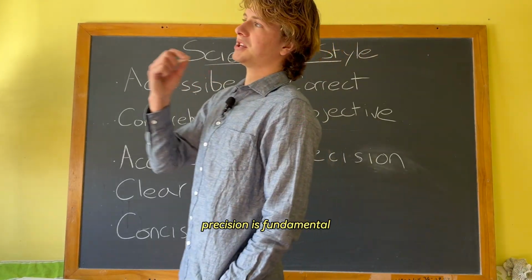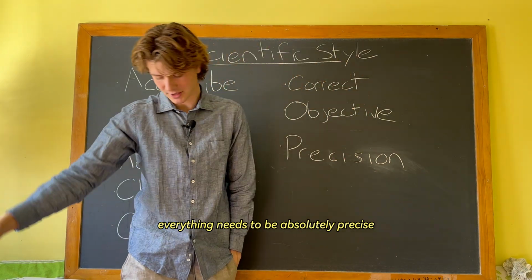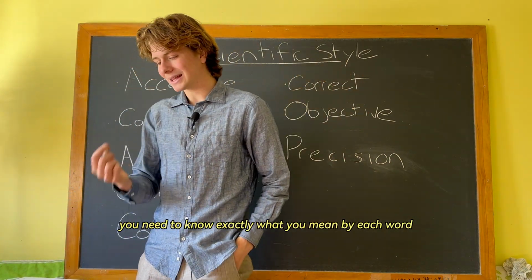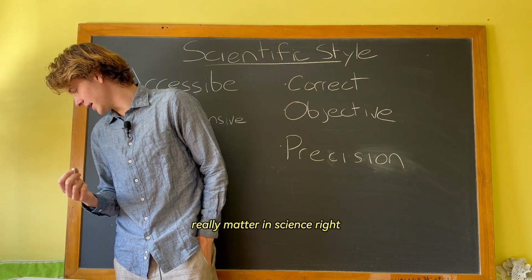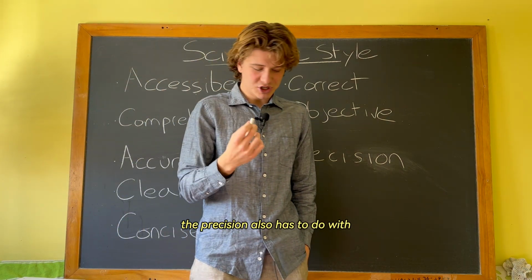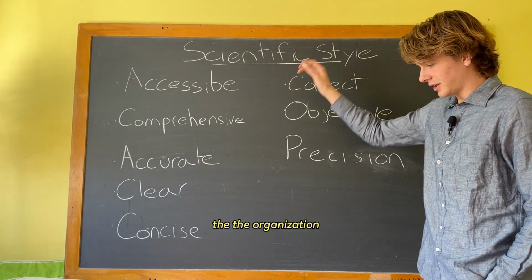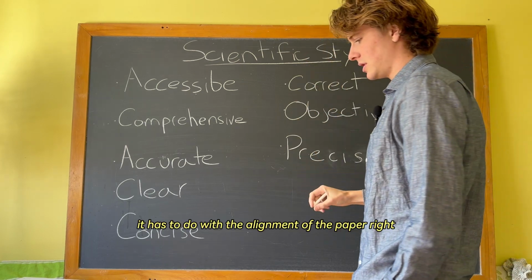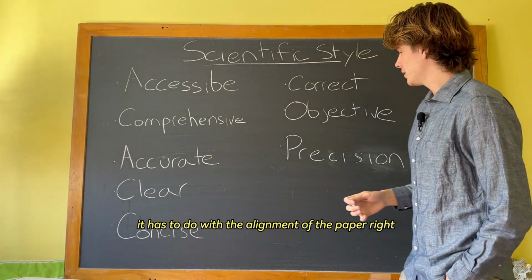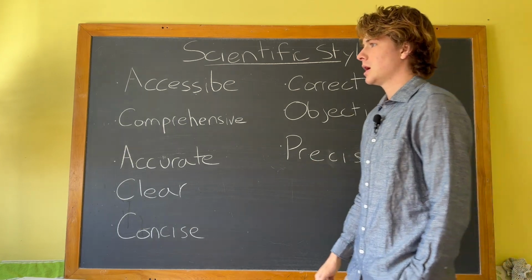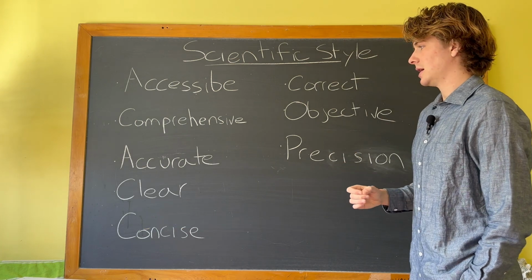And of course, precision is fundamental. Everything needs to be absolutely precise. You need to know exactly what you mean by each word. Words really, really matter in science, right? The precision also has to do with the organization. It has to do with the alignment of the paper, right? There should be precision here. And it's really important that you keep it precise.